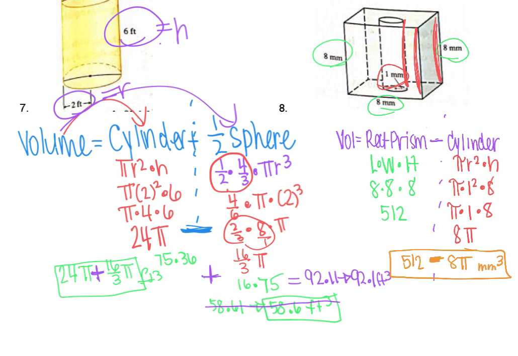Or I could come up with what this equals, and it would be 512 minus 25.12, and I would get 486.88, which rounds to 486.9 millimeters to the third. And there you have it.